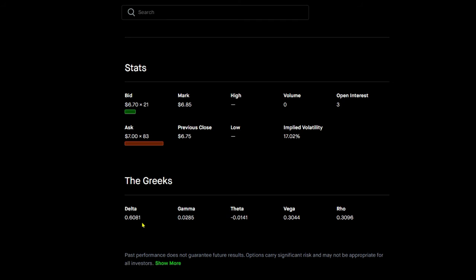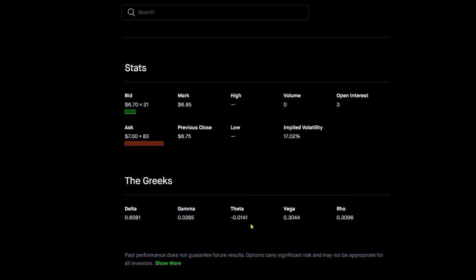So the delta, remember, tells us that our option will increase by this amount, right? So let's say, for example, the stock price goes up by $1. Our delta tells us that our option's value will increase by 60 cents. And if it goes down by $1, our option's value will decrease by 60 cents.